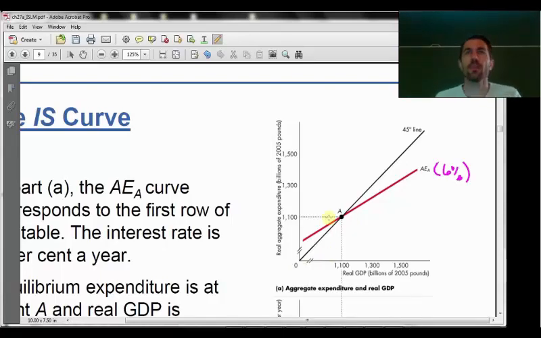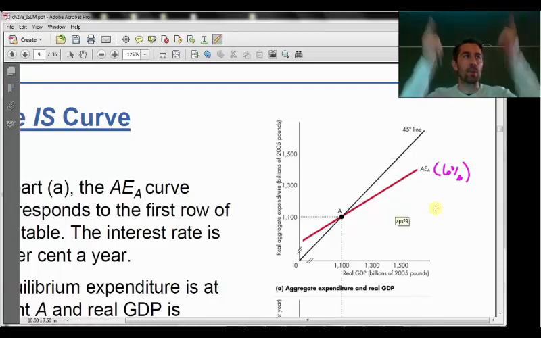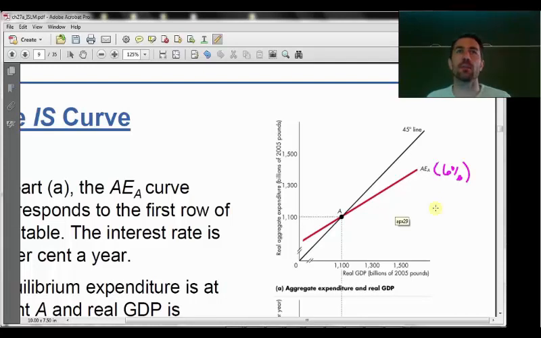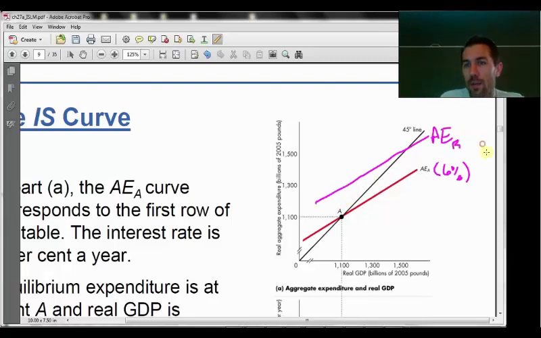So if my aggregate expenditure curve AEA is at 6%, with a fall in the interest rate, are you happy I would have a new aggregate expenditure curve, call it AEB, that would be above AEA? Everyone with me? So if I just sketch it in, I could sketch in another curve here, and I'd call it AEB, and AEB would correspond to, say, an interest rate of 5%. You with me?